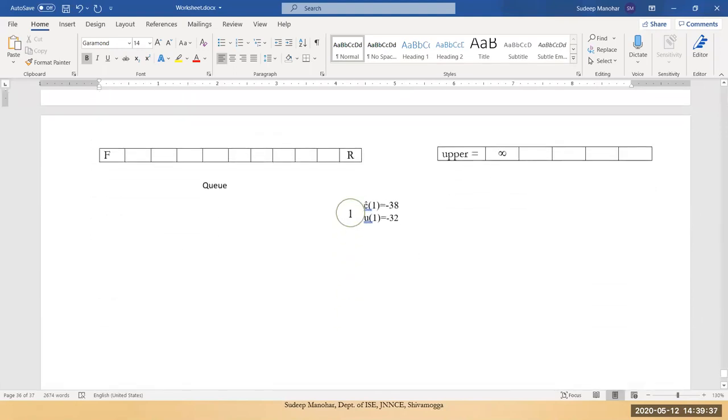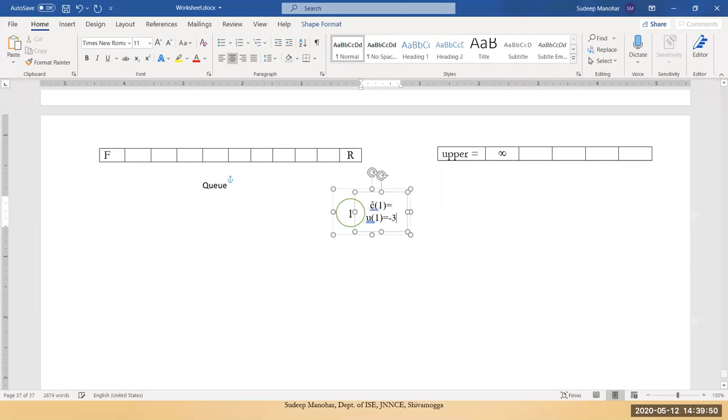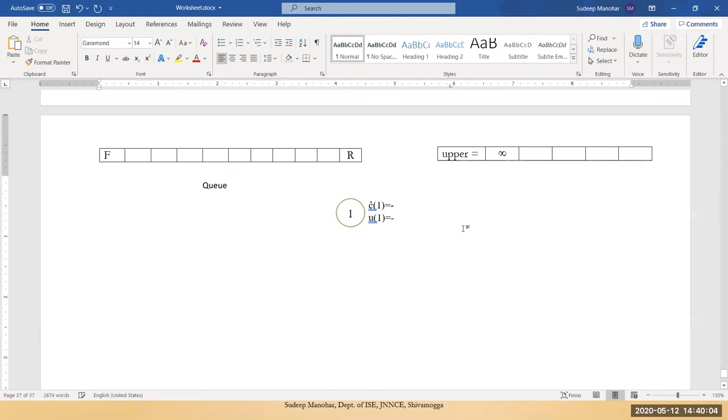So this is the first node, node number 1, that we have to consider, and we have to calculate C cap of 1 and U of 1. And we have the value upper. Upper is set to infinity; it can have other values later. And this is the Q. This is the front end of the Q. This is the rear end of the Q. So now we start this problem.